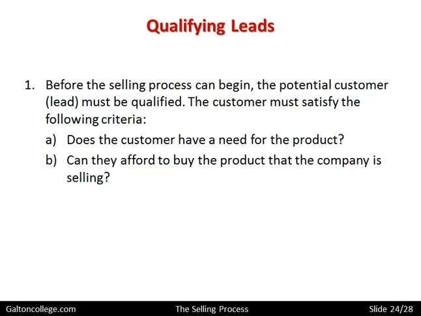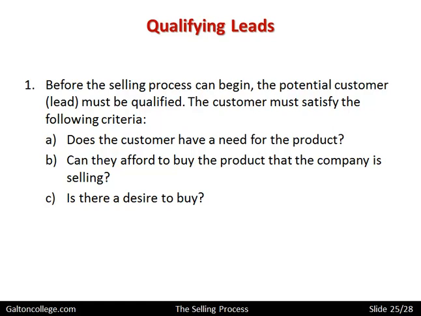And can they afford to buy the product that the company is selling? If they can't afford to buy it, they're not actual customers. They'll still be potential customers. Perhaps in the future they can come back and purchase it. But at that moment in time, they may be not able to afford it. So can they afford the product? That's very important. If they can afford it, they're qualified. They're qualified to purchase it. If they have a need for the product, they're qualified to purchase it.